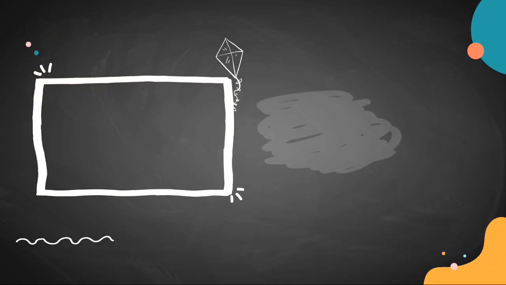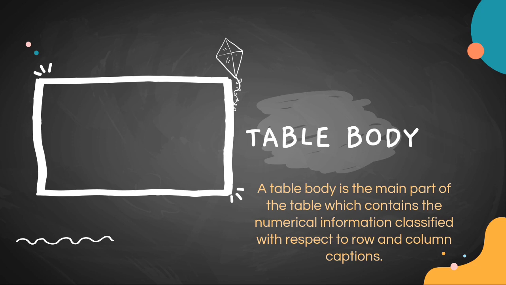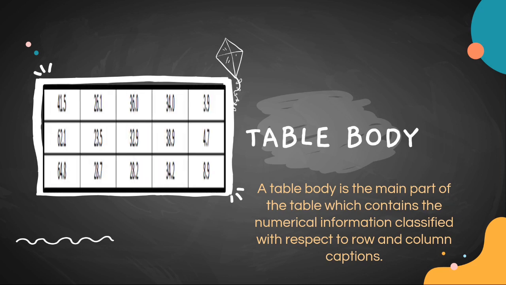Down to the last element of a table, known as the table body. Based on the example, what is a table body? A table body is the main part of the table, which contains the numerical information classified with respect to row and column captions. Based on the given example, this is what we call the table body.